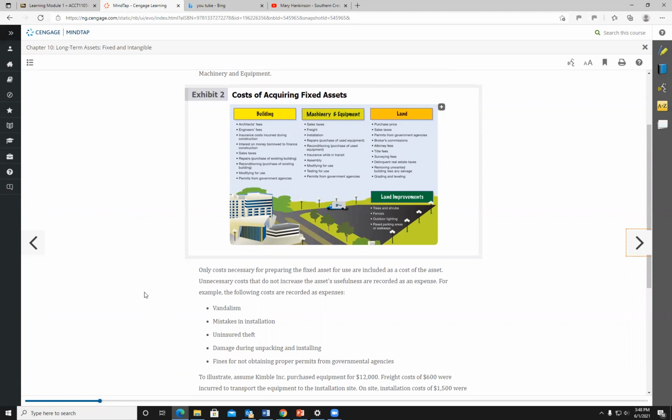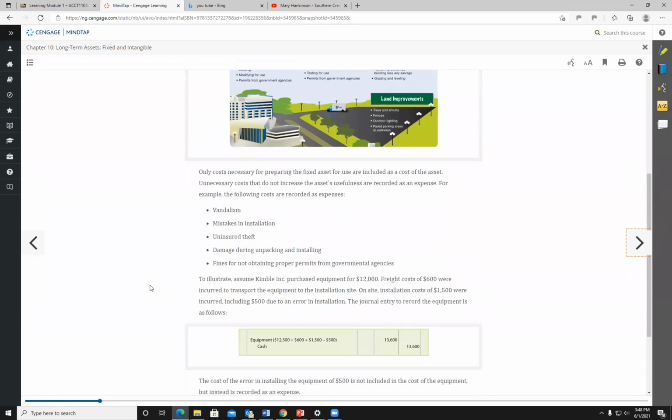For example, the following costs are recorded as expense: vandalism, mistakes in installation, uninsured theft, damage, and fines for not obtaining proper permits. To illustrate, we're going to use Kimball Incorporated, which purchased equipment for $12,000. Freight costs were $600 to transport the equipment to the installation site, and on-site installation costs were $1,500. That included $500 due to an error in installation.